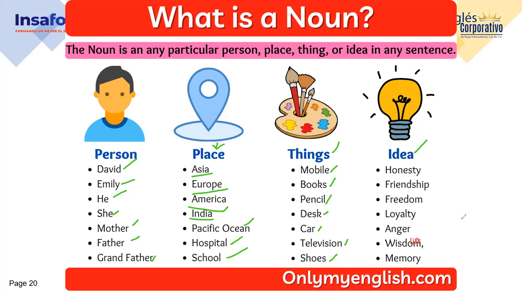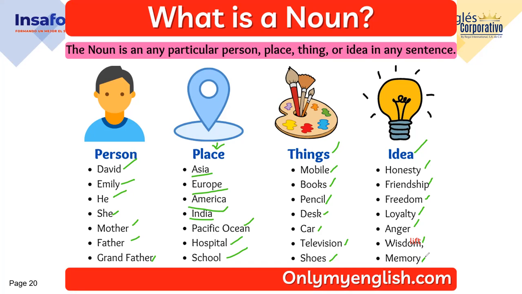And the last ones are ideas. But they are nouns too. Honesty, friendship, freedom, loyalty, anger, wisdom, memory, nouns. That is the common aspect among all these words. All of them are nouns.